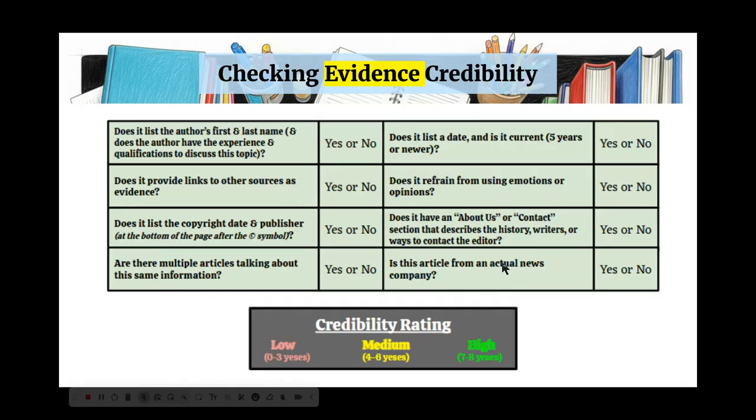So these are the things that people generally agree shows that evidence is credible. So the more yeses you can say on this, the more credible it is. Down here in the rating, if you have 7 to 8 yeses, so if basically all of these are yes, it's very credible. Please use that source. If you can only circle 4 to 6, it might be credible, but it might not, so maybe look for a different source. And if you can only circle 0 to 3 yeses, please find a different one. It's probably not credible.